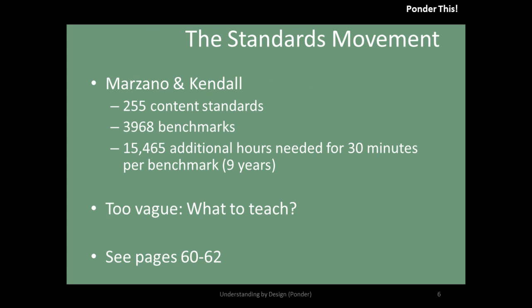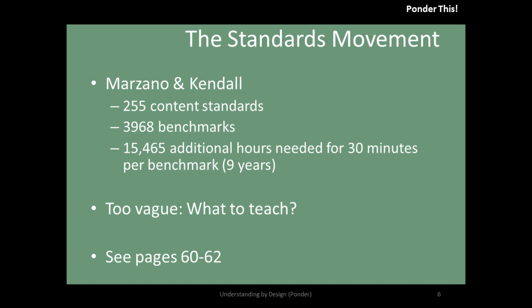So now let's talk about the standards movement. This was fascinating to me. We're on pages 60 through 62 if you want to know more. Marzano and Kendall did some fabulous work. They looked at a basic curriculum, K through 12, and they found 255 content standards. Basically, every time there is something in the content that a student must know by the time they get through a grade level. And through that, they found 3,968 benchmarks.